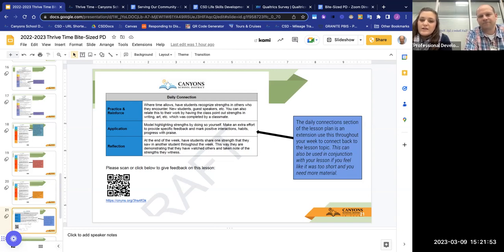It gives another practice and reinforcement activity. It gives a way to apply it, and then it gives a way for them to reflect on the lesson itself. So it is a way for you to just really look at what you're learning, what your students are learning, and then tie it in. You could even have it be something that they could do at home on Canvas. However you want to utilize this, you can, but it is optional. This is not a required portion of the lesson. It's just additional resources.